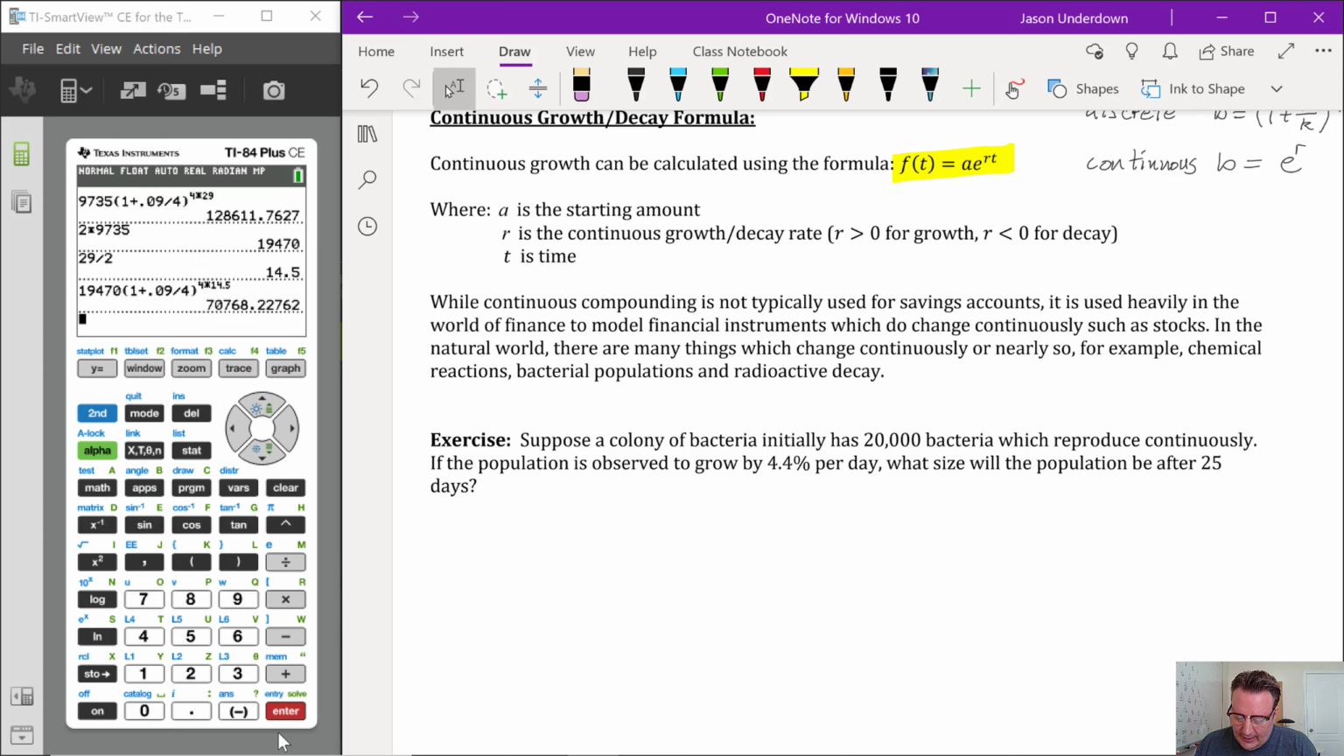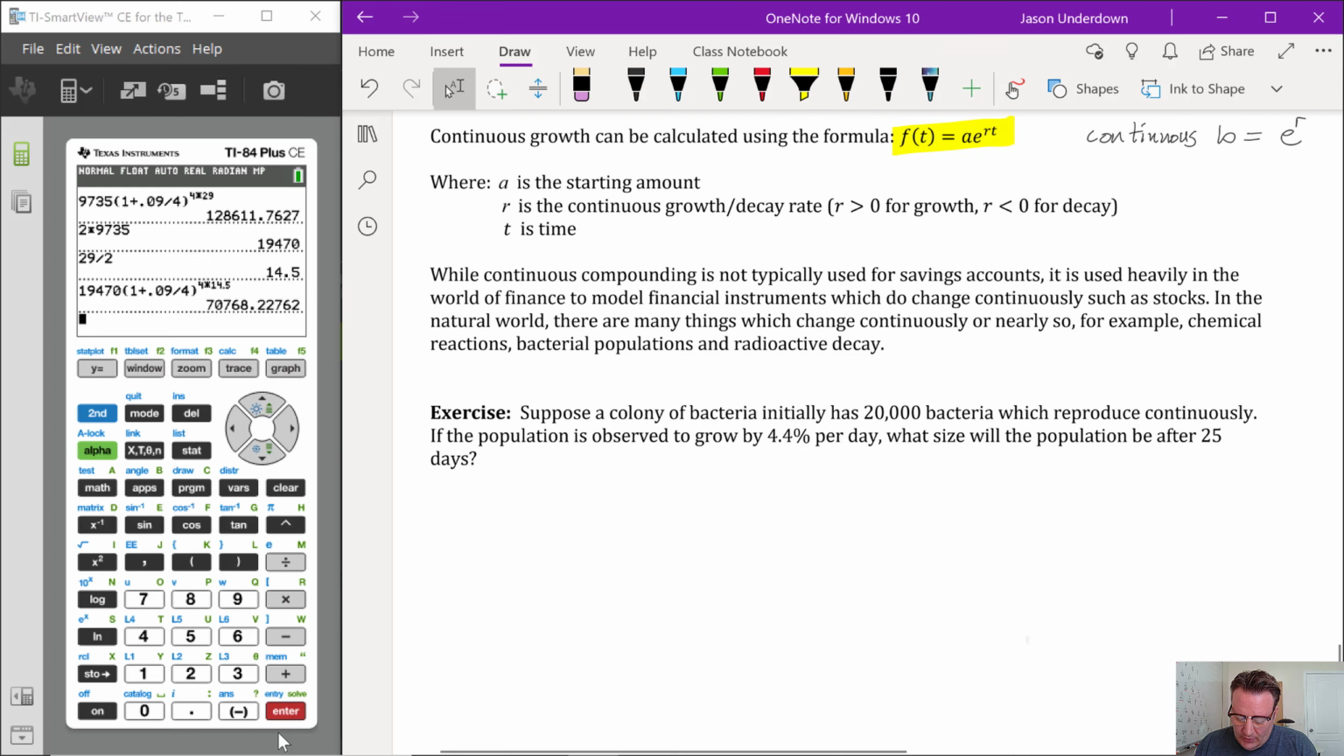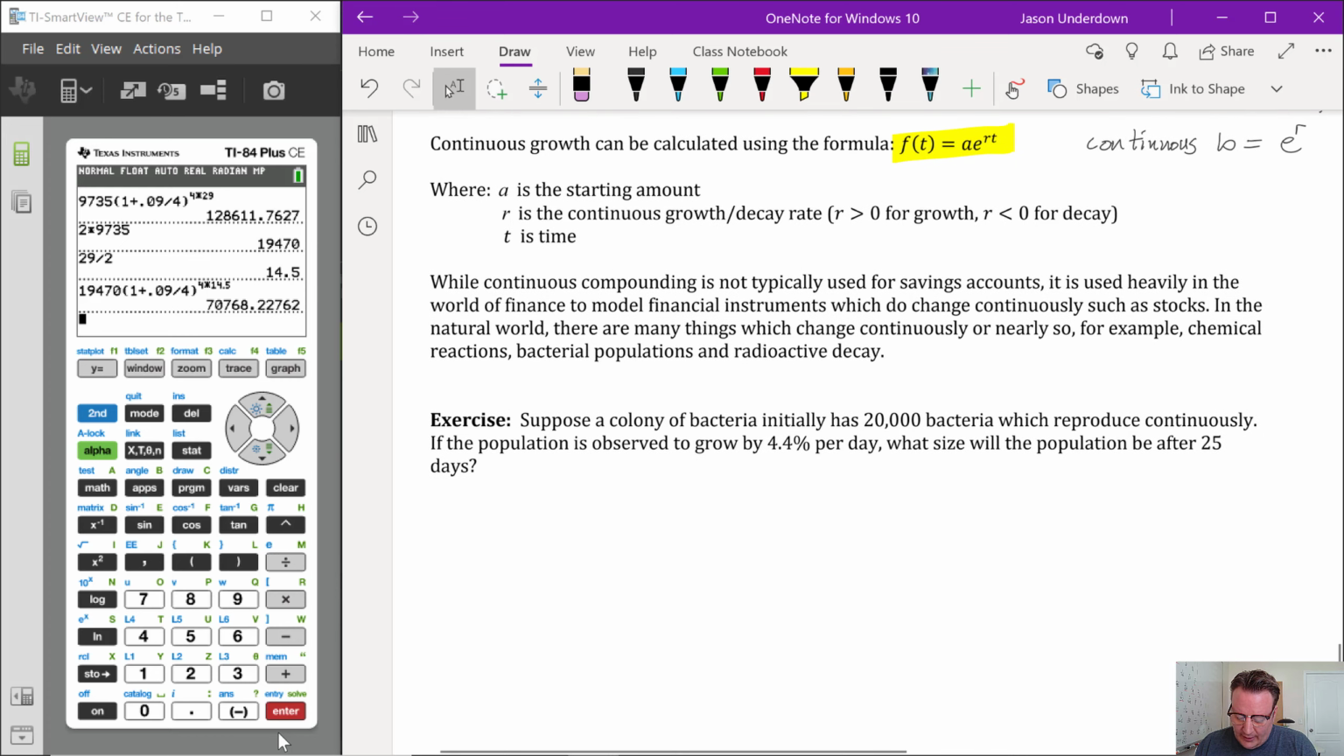So let's see here. Suppose a colony of bacteria initially has 20,000 bacteria which reproduce continuously. If the population is observed to grow by 4.4% per day, what size will the population be after 25 days? I'm going to show you two ways to approach this problem.